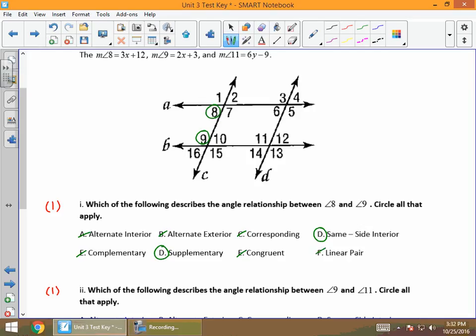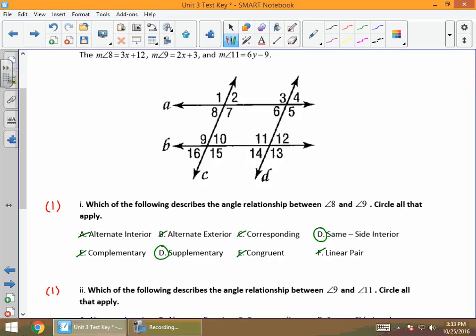So for part I, you need to have both D, same side interior, and D, supplementary, both selected, and nothing else. If you have something else selected along with it, you did not get the point for that.